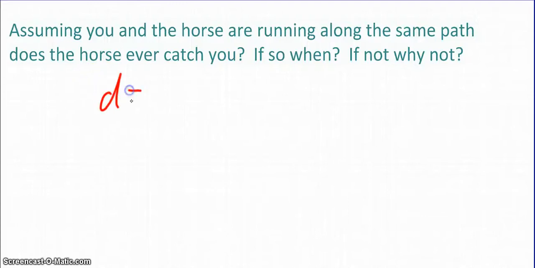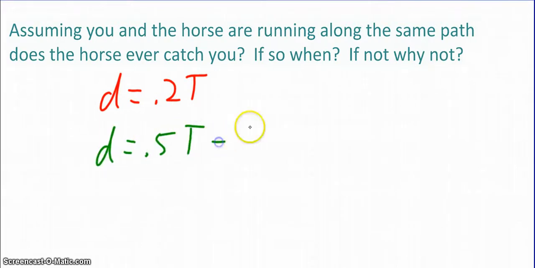So we have d equals 0.2 t, and we have d equals 0.5 t minus 3. So now how can we solve this system of equations? Well, you may remember from a previous algebra class, you could do substitution or elimination. Either one works. In this case, the system is set up very nicely to do substitution. So that's what I'm going to do.